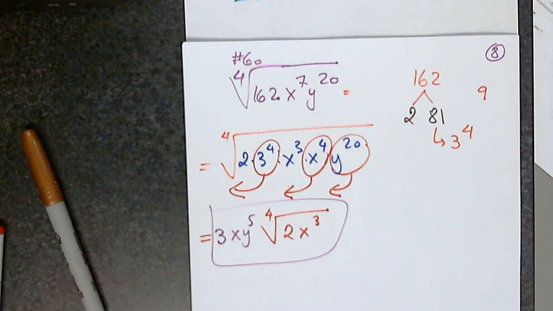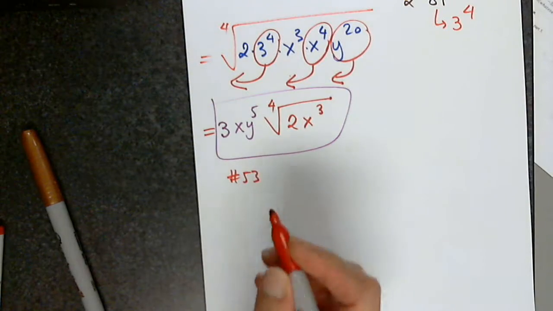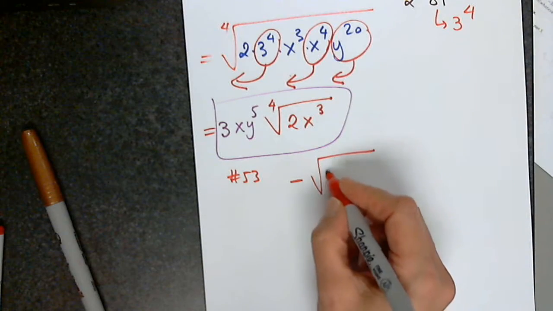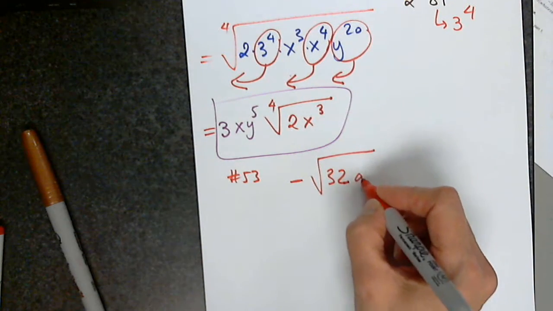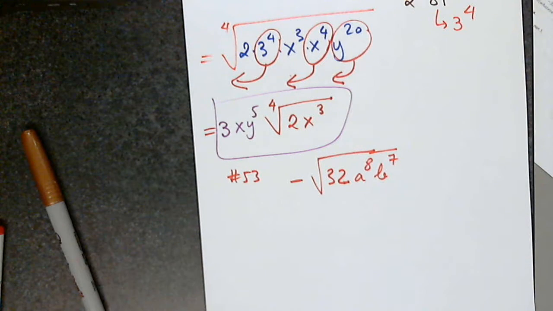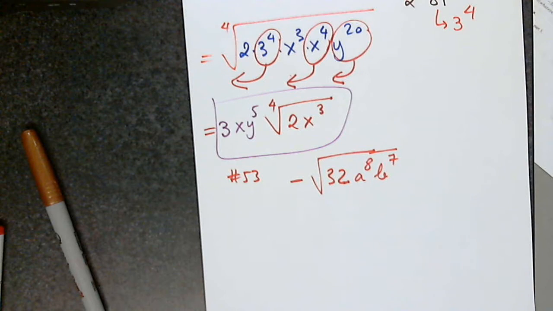Okay. So I'm going to choose, let's work on another product. 53. Negative outside, the square root of 32, a to the 8th, b to the 7th. Again, I claim that one of those factors I like, and the other one I don't. Which one I don't? Yes, I don't, because 7 divided by 2 is not an integer.